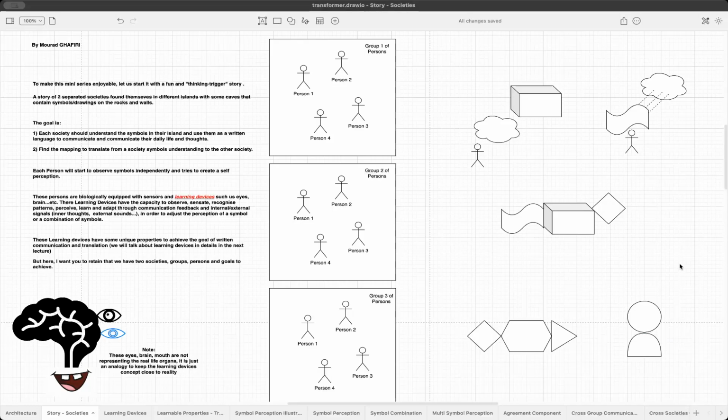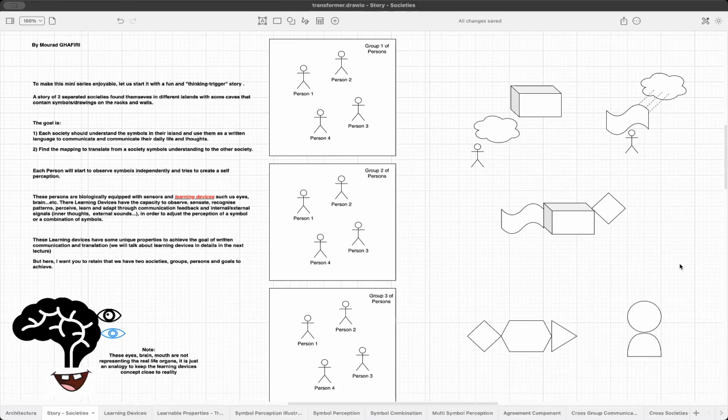So to make this mini-series enjoyable, let us start with a fun and thinking trigger story. A story of two separated societies found themselves in different islands, with some caves that contain symbols and drawings on the rocks and walls. The goal of these two societies is each society should understand the symbols in their island, the caves, and rocks, and use them as a written language to communicate their daily life and thoughts.